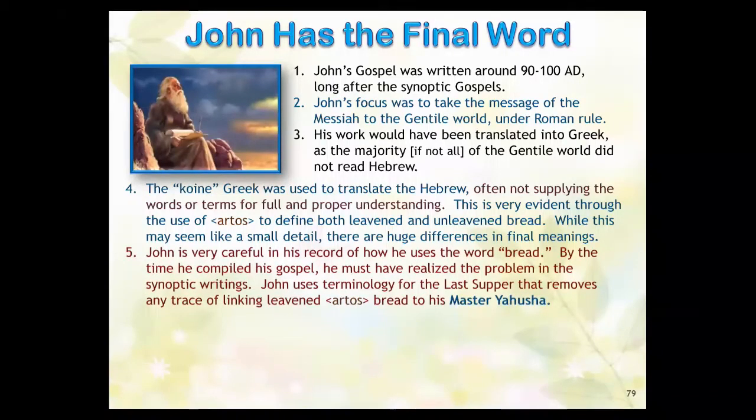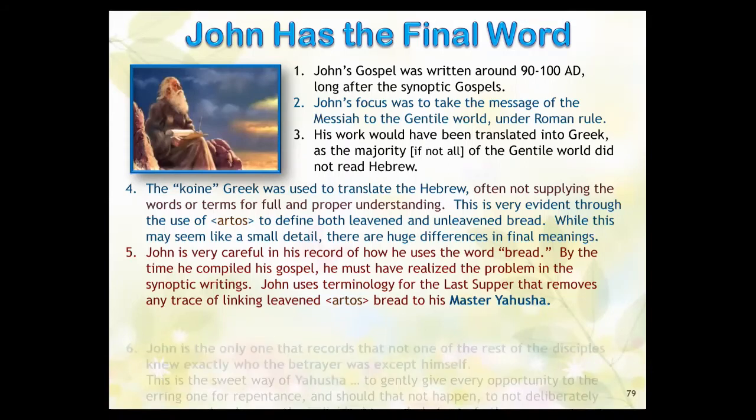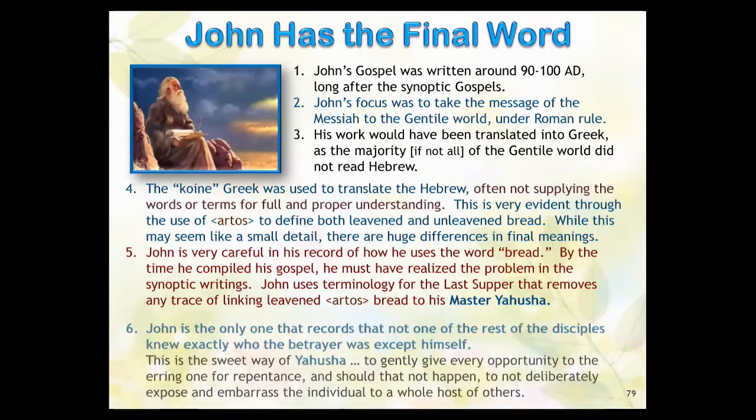So John is really careful in his record of how he uses the word bread. By the time he compiles his gospel, he must have realized that this problem exists in the synoptic writings because of this Koine Greek. So John uses terminology for the Last Supper that removes any trace of linking leavened artos bread with his Master Yahusha.